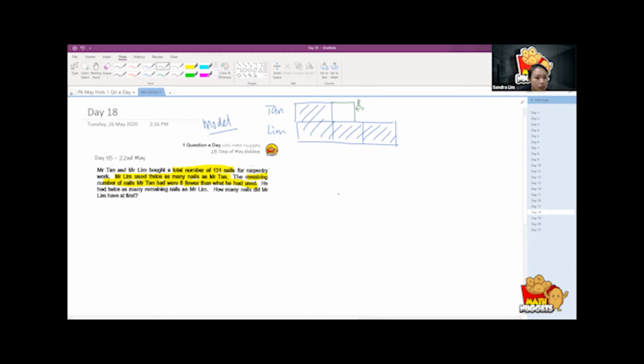Now next, they say that he had twice as many remaining nails as Mr. Lim. Meaning the leftover from Mr. Lim will be half of that. Half of what Mr. Tan had left. So I'm gonna halve this. So I know what to draw for Lim. I'm gonna just draw 1 small unit like that. Okay, so the green color one will be the leftover.